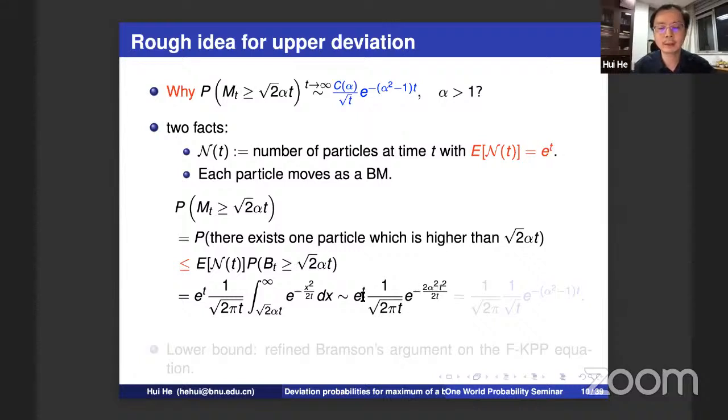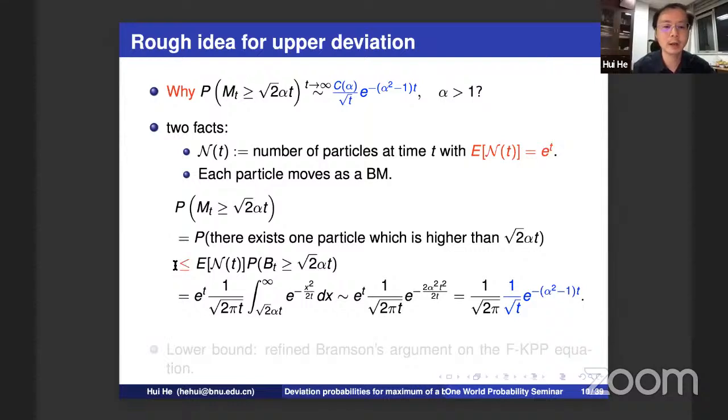Remember that there's another e^t here. So then you get this form: it's 1 over square root t times this exponential function. Then you can see the function in the blue, it's just this one, okay? It matches. So please notice that the argument here is strict.